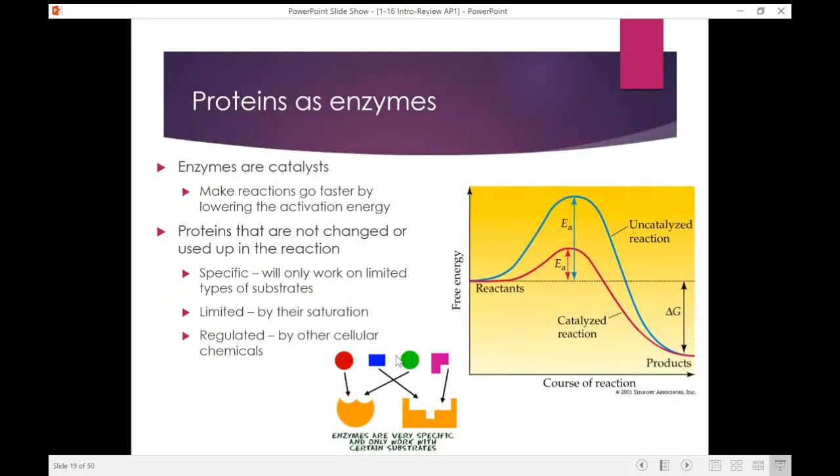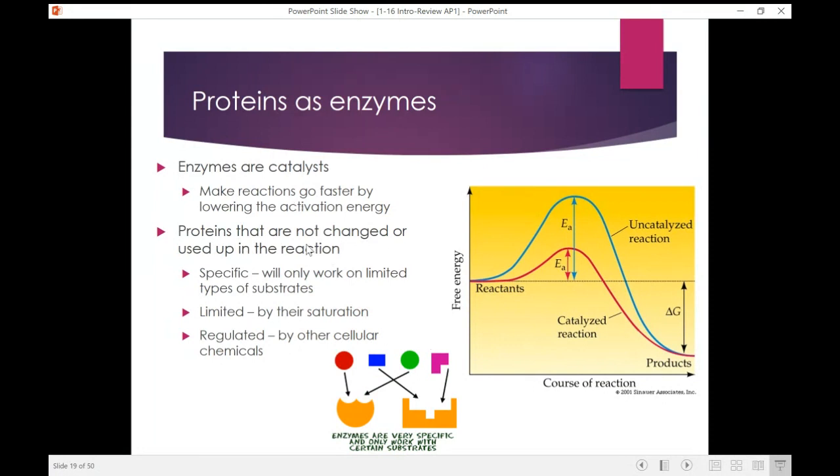So proteins, remember, they can act as enzymes, and enzymes are catalysts. They make the reactions go faster by lowering the activation energy. You can see that from this graph here, the pink line or the red line has lowered the activation energy required. And when we can lower the energy required, that means we can make the reaction go a little bit faster. Proteins are not changed or used up within that reaction.